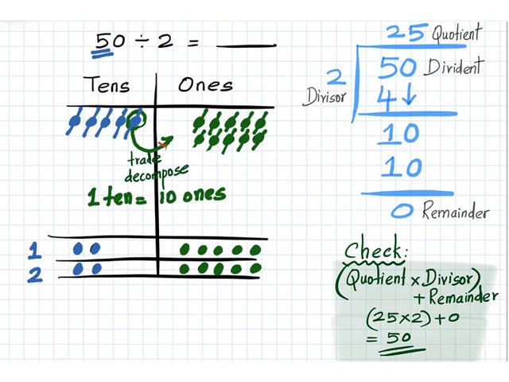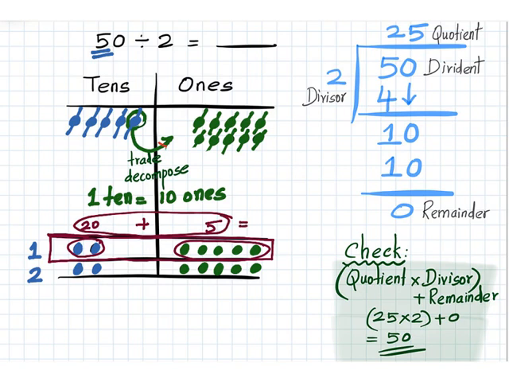In the place value chart, how much did each person get? So each person gets 2 tens. The value of 2 tens is 20. And 5 ones. The value of 5 ones is 5. So 20 plus 5 is 25. So each person gets 25. If you see this in the long division, 25 is the quotient and it shows how much each person gets.